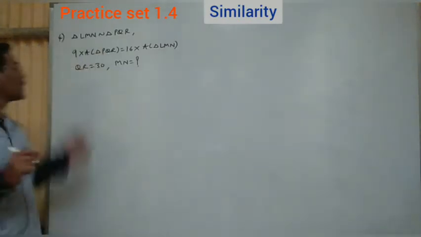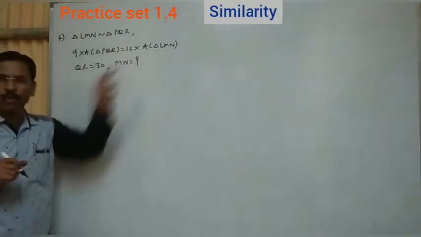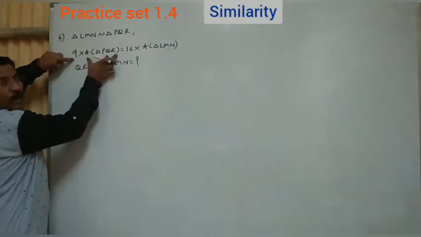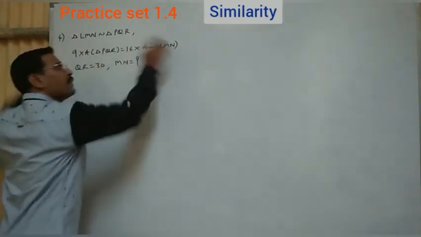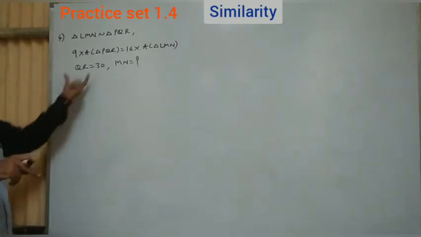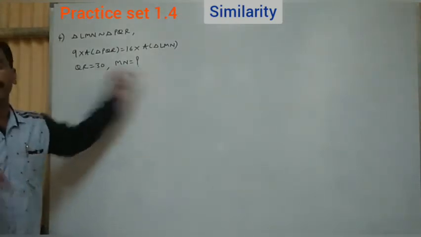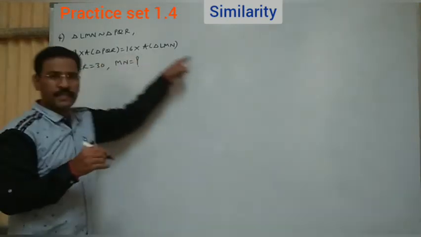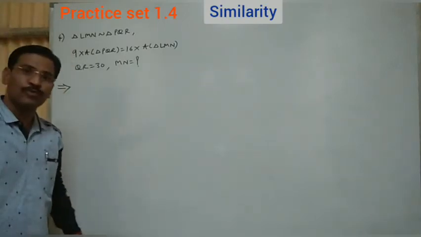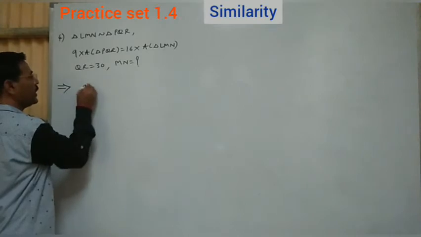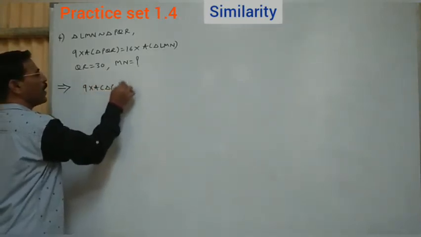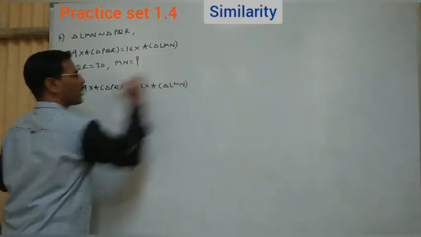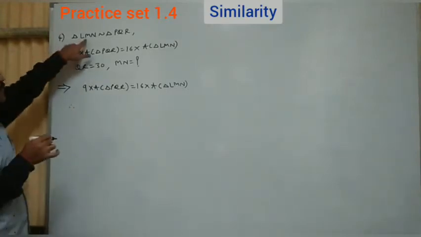We'll take the fourth sum. See here, triangle LMN similar to triangle PQR is given to us. Observe here, 9 into area of triangle PQR is equal to 16 into area of triangle LMN is given to us. And at the same time, QR is given. From that, we are going to find MN. Whenever the information is like this, we can write the ratios. I'll write first that part. See here, 9 into area of triangle PQR is equal to 16 into area of triangle LMN. Okay? So, here LMN is the first part.